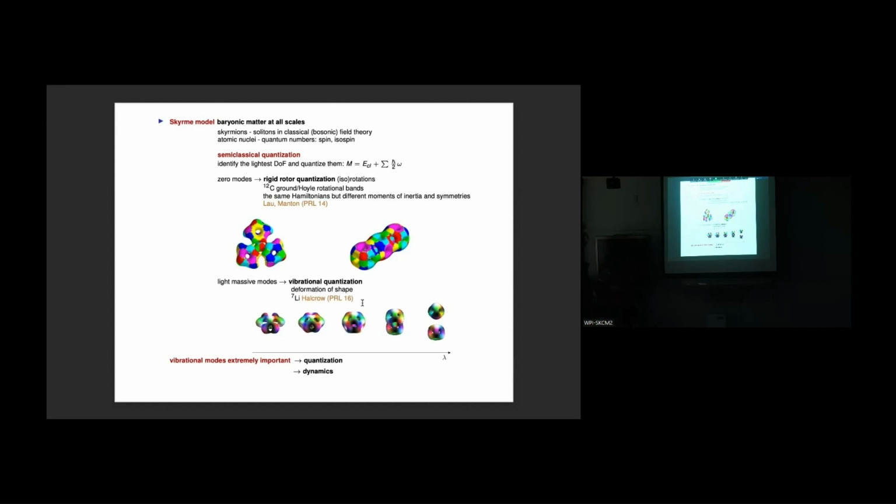Okay? But the simplest quantization is the following: you assume that the classical solution is a rigid rotor. Okay, it has a fixed geometry, fixed shape, and you start to rotate it both in physical space, and you quantize this motion, and then you get spin, or in the internal space, in these colors, which represent SU2 directions, okay, in the target space, and then you have isospin, right? But this is a rigid rotor quantization, which assumes that nothing deforms during the rotation, right?